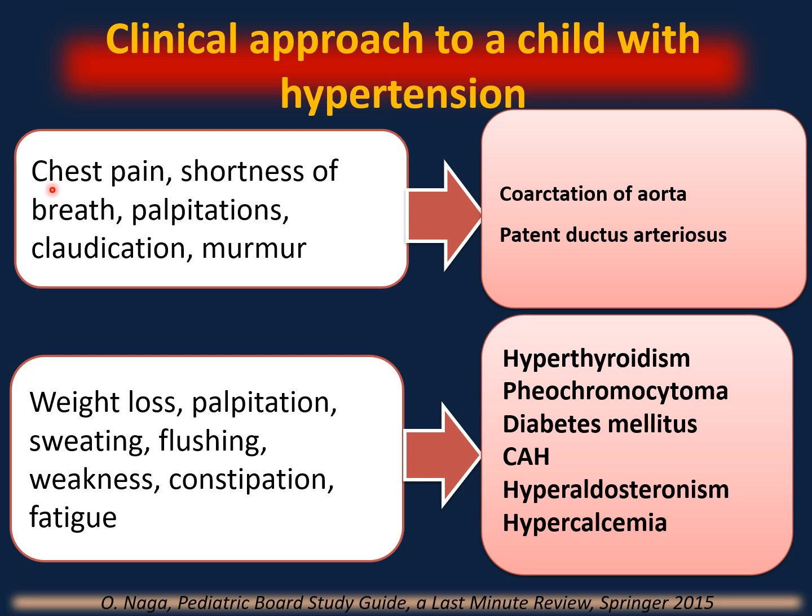If a child presents with chest pain, shortness of breath, palpitations, claudication, or murmur, think about coarctation of aorta, patent ductus arteriosus. If a child presents with weight loss, palpitation, sweating, flushing, weakness, constipation, fatigue, think about hyperthyroidism, pheochromocytoma, diabetes mellitus, congenital adrenal hyperplasia, hyperaldosteronism, hypercalcemia.